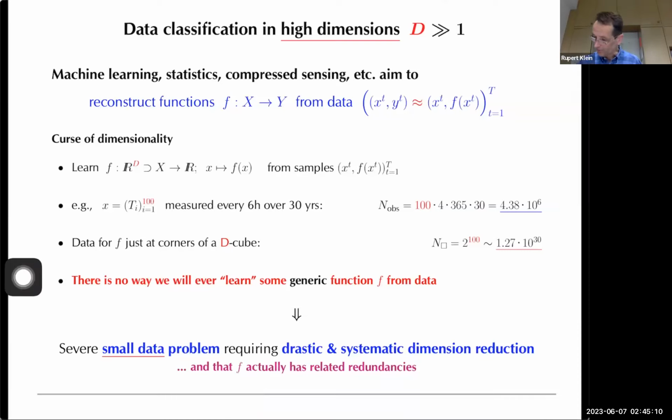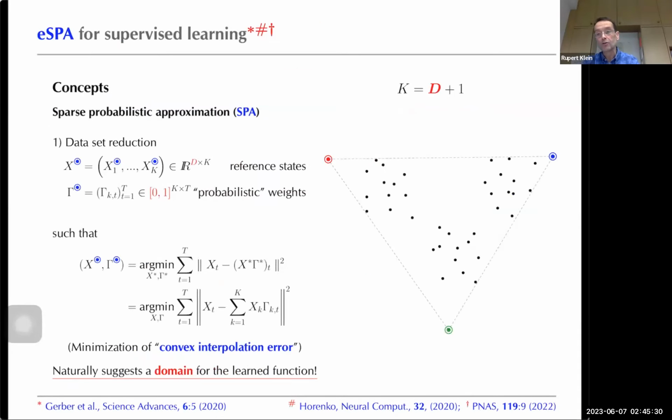Let me move on from this. So in summary here, we have generically small data problems in the climate research area, and we are looking for dimension reductions in order to still be able to learn something from these many dimensional data sets. Okay, now comes an introduction to the technology that Ilya Horenko and his colleagues invented over the past 5 years, roughly. It started in 2018 and is going on.